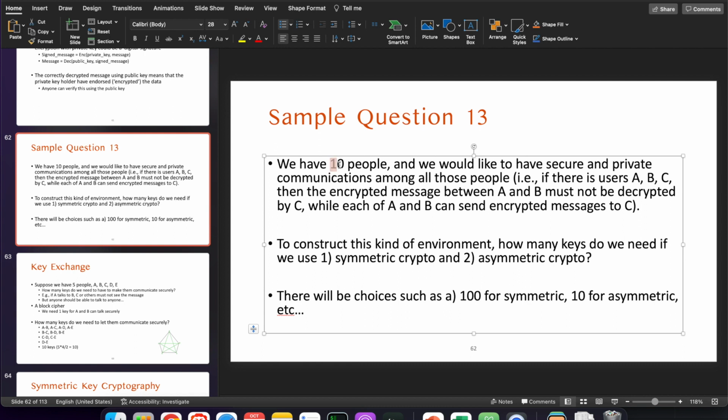For this example, if we have 10 people for asymmetric crypto, we need to generate 10 key pairs. So the correct answer is 10 and not 20. Please do not regard a public and private key as two keys. In asymmetric crypto like RSA, we just need 10 keys.